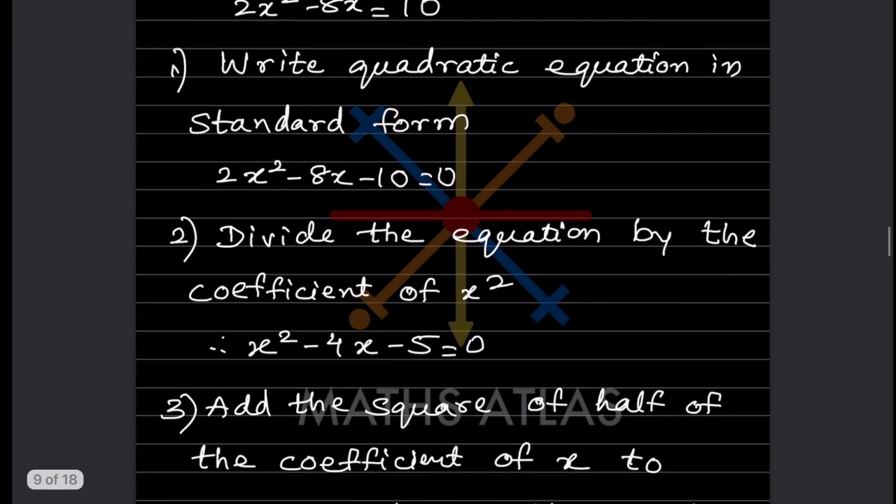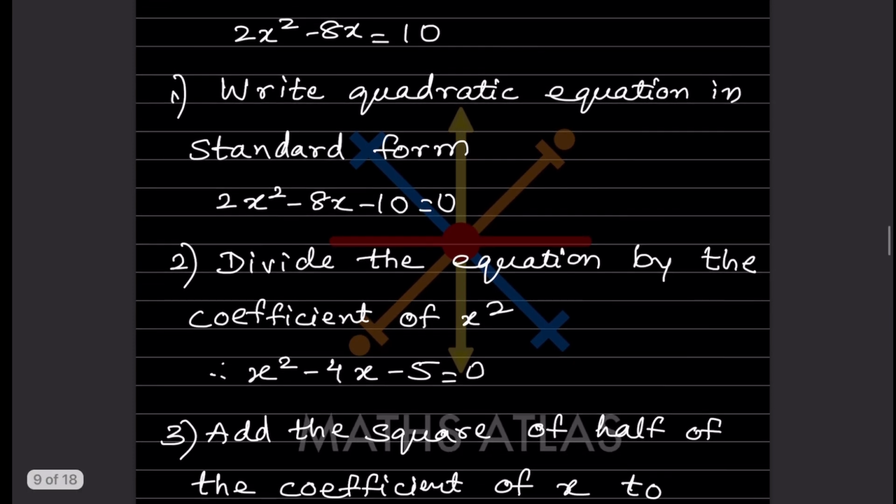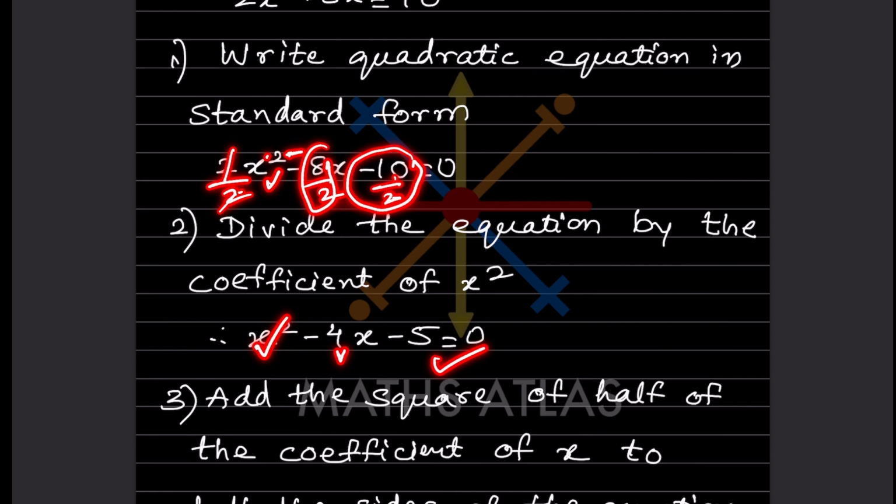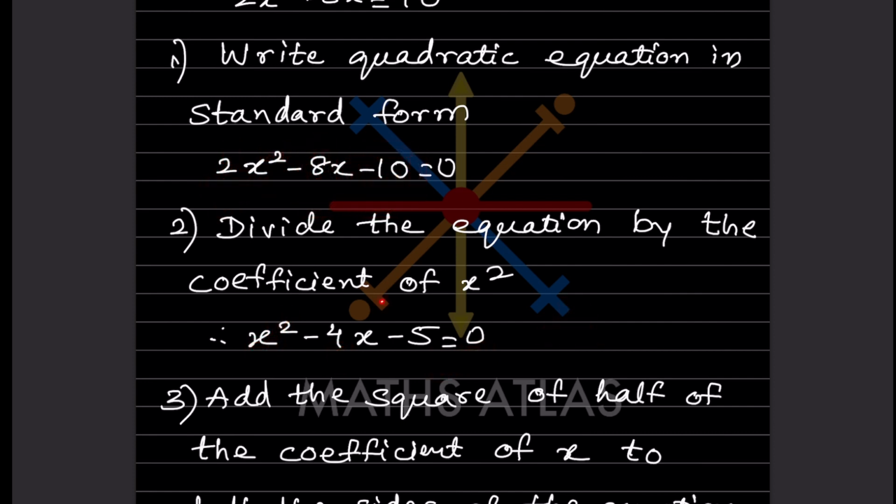The second step is divide the equation by the coefficient of x squared. So now see here, the coefficient of x square is 2. So what did they say? Divide the equation by the coefficient of x square. So we are going to divide this by 2. So what will you get? Only x square remains here, and you will get minus 4x because this is minus, and here will be minus 5. Hope you got this step.